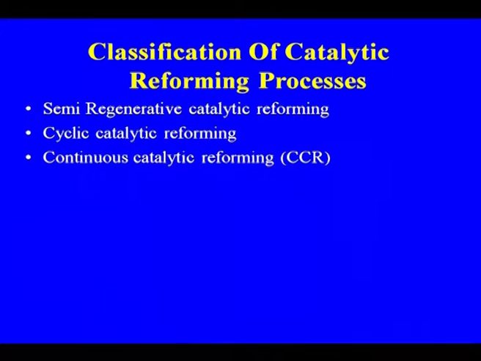Now, let us go to the catalytic reforming part. The classification of the catalytic reforming process: semi-regenerative catalytic reforming; cyclic catalytic reforming, where you are doing the catalytic reforming and one reactor is bypassed; and continuous catalytic reforming, where the catalytic reforming is continuous, and at the same time regeneration of the catalyst is also continuous, and then it is being recycled.